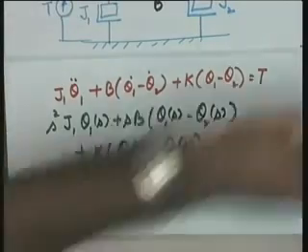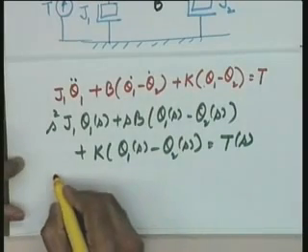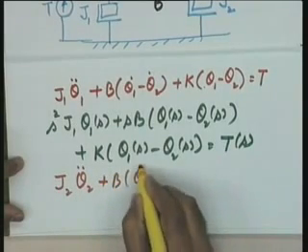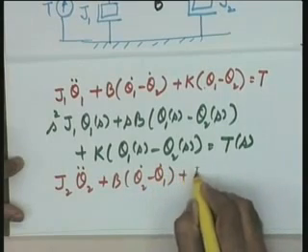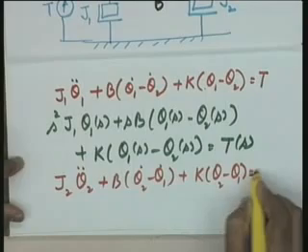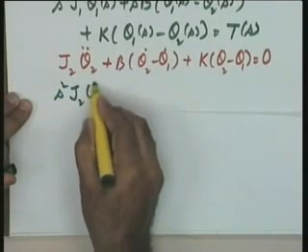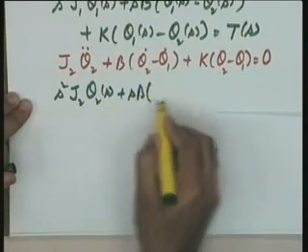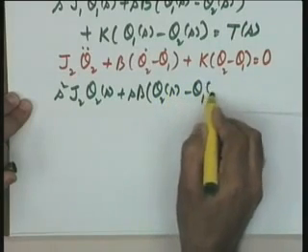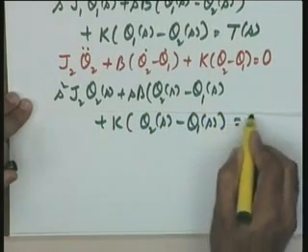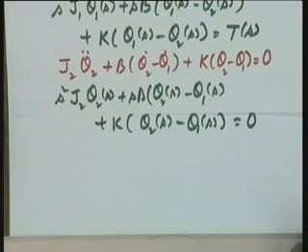Okay? Now, let me get the second equation. The second equation is J2 theta 2 double dot plus B (theta 2 dot minus theta 1 dot) plus K (theta 2 minus theta 1) equal to 0, and the corresponding Laplace domain equation will turn out to be s squared J2 theta 2(s) plus s B (theta 2(s) minus theta 1(s)) plus K (theta 2(s) minus theta 1(s)) equal to 0. I hope the speed is all right now.